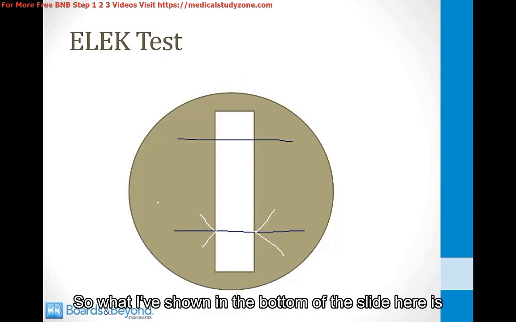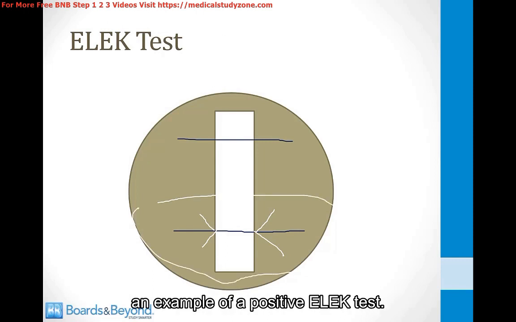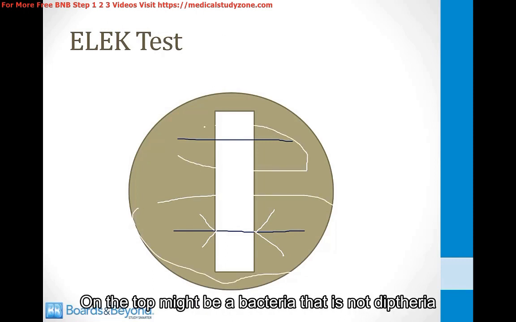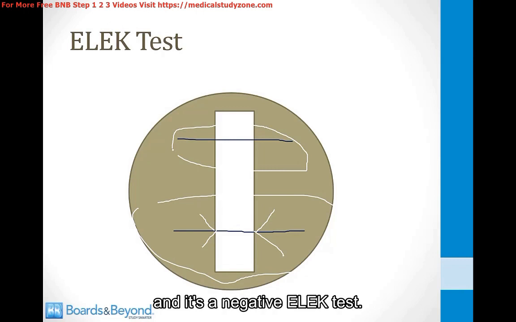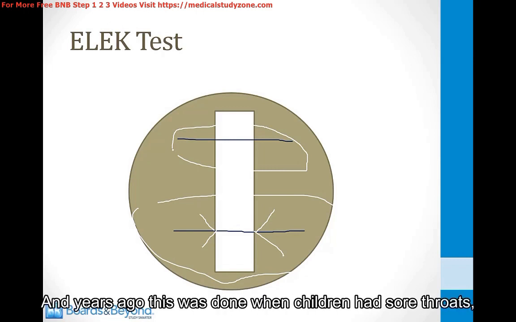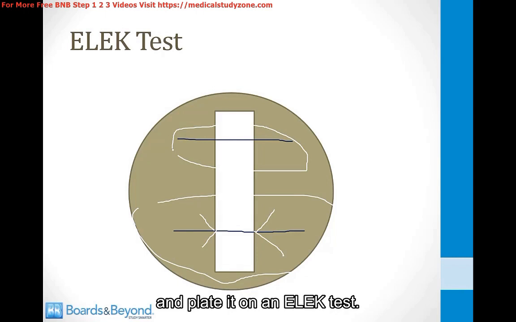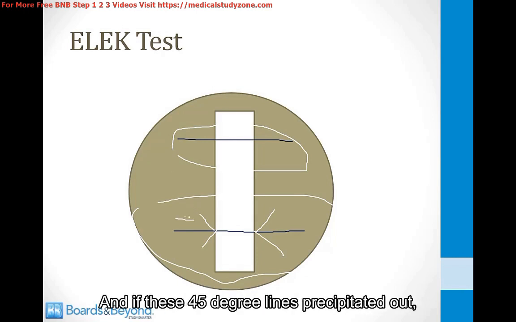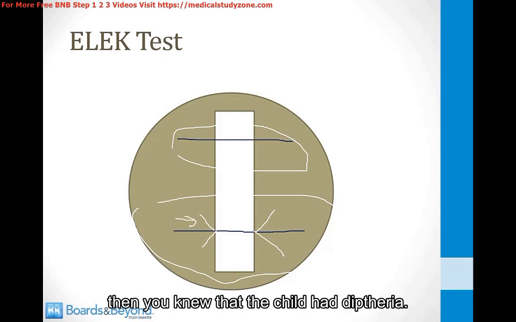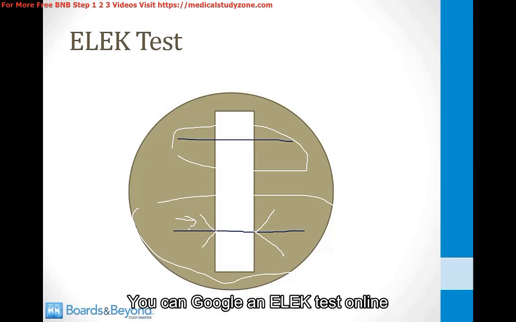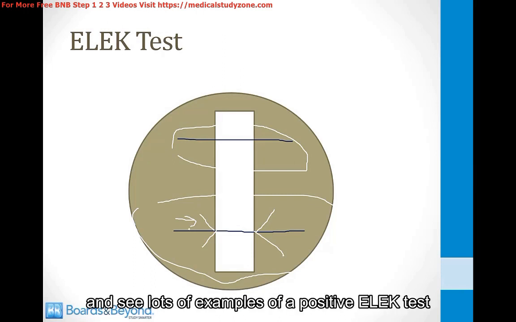So what I've shown on the bottom of the slide here is an example of a positive Ehrlich test. On the top might be a bacteria that is not diphtheria, and it's a negative Ehrlich test. Years ago, this was done when children had sore throats. You could swab the throat and then grow the bacteria and plate it on an Ehrlich test. And if these 45-degree lines precipitated out, then you knew that the child had diphtheria. And you can Google an Ehrlich test online and see lots of examples of a positive Ehrlich test and what it looks like.